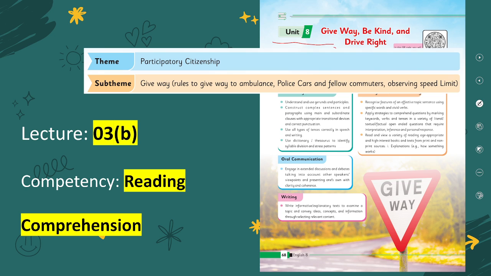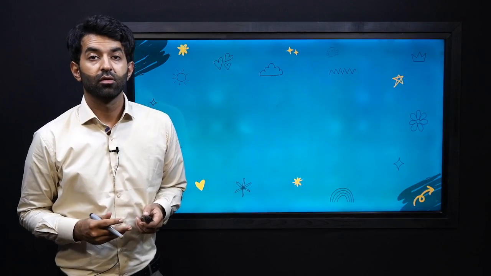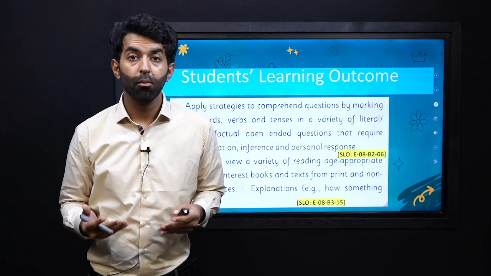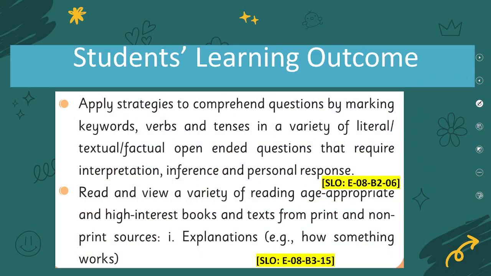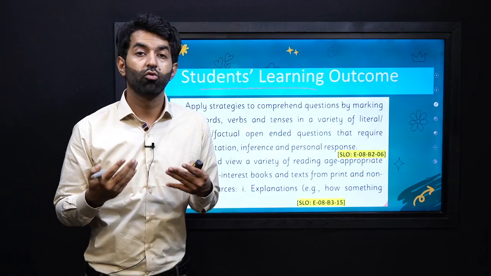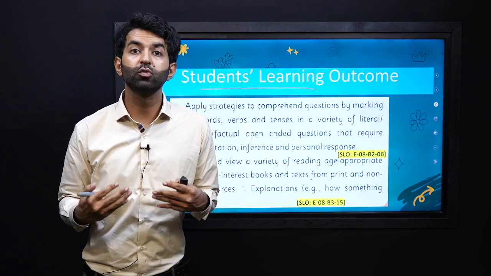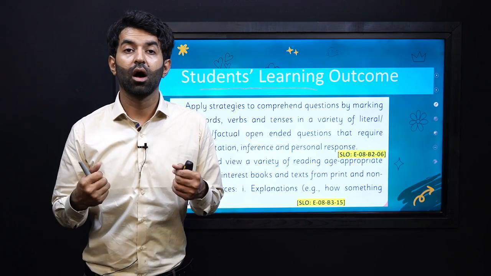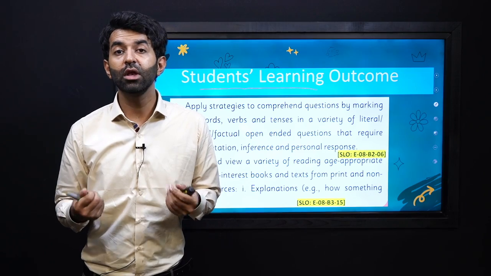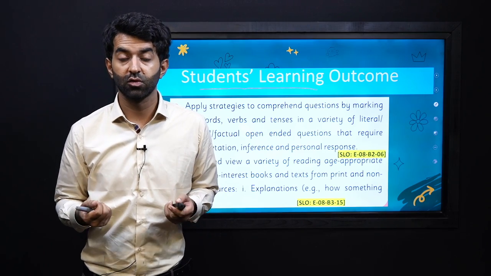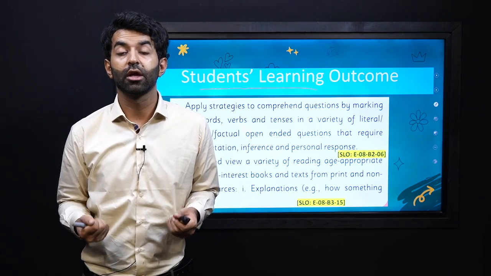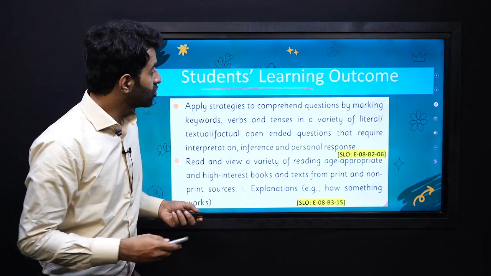Students, today we are going to cover another students learning outcome from our unit number 8. This is our lecture 3B and we are going to talk about reading comprehension. Today we are going to understand how we can enhance our reading by answering some questions. So today's learning outcome is about reading a text, checking our understanding, and responding to the text using our answers. But first we need to understand what these questions are and what answer is required. So let's get straight to our learning outcome.